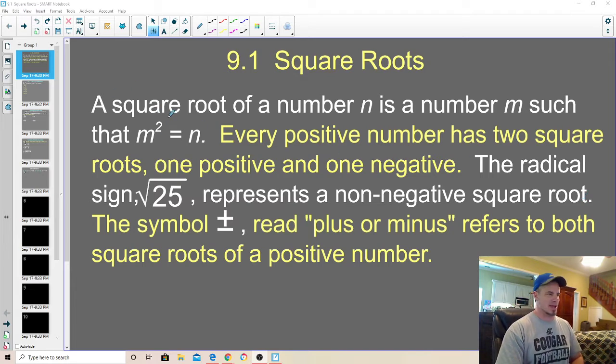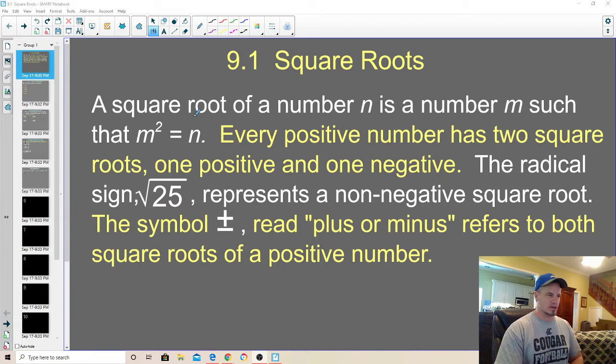Okay, here is the mathematical definition. A square root of a number n is a number m such that m squared equals n. And you have to read that real slow, okay? If I were going to put this in everyday terms, you could just put numbers in the place of n and m. Makes a little more sense. A square root of 16 is 4 because 4 times 4 is 16. A square root of 36 is 6 because 6 times 6 is 36.